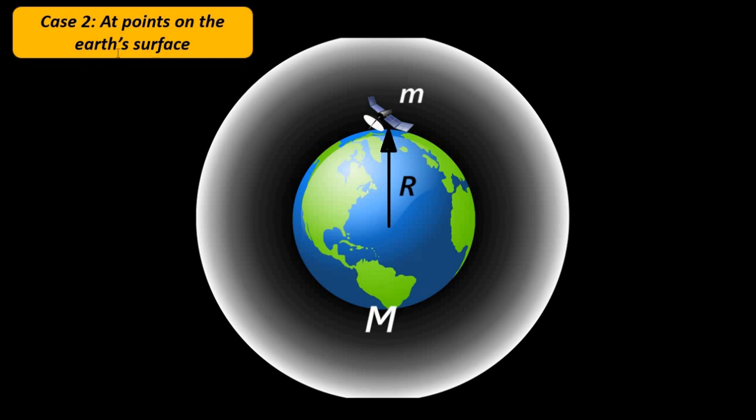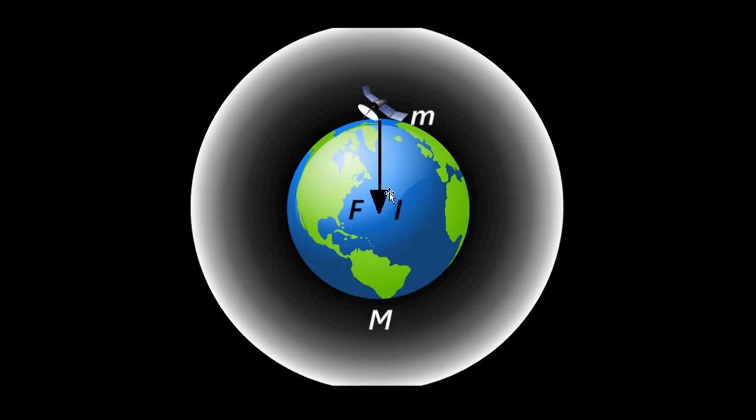Now the second case, where the satellite is on the surface of the Earth or very close to the surface of the Earth. In this case, the separation distance is either equal to the radius of the Earth or very close to the radius of the Earth. So in this case also, there will be a gravitational force of attraction between the two objects. As gravitational force is a central force, it will be directed towards the center of the Earth, and it will have a value as the separation distance between them is capital R.